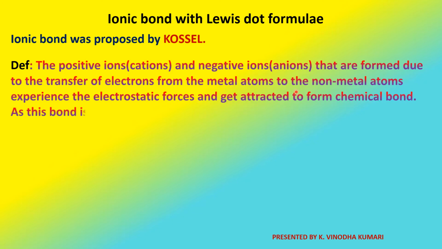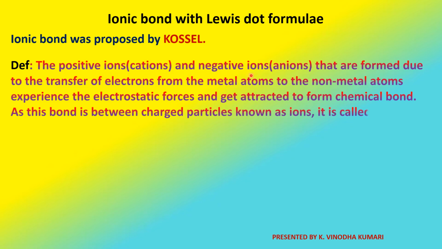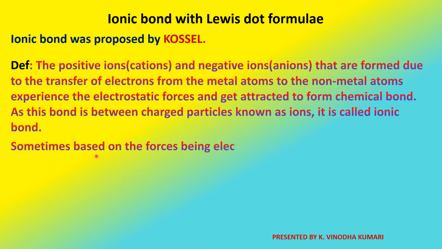So transfer of electrons takes place from a metal atom to a non-metal atom. Due to this transfer of electrons, it forms the positive as well as the negative ions. So there exist electrostatic forces between the positive and negative ions, which form a chemical bond. Such a bond is called an ionic bond. And because you are finding electrostatic forces between the charged particles, it is also called an electrostatic bond.